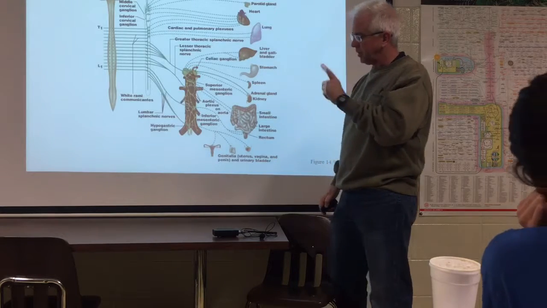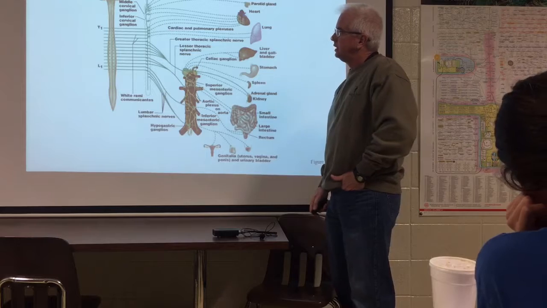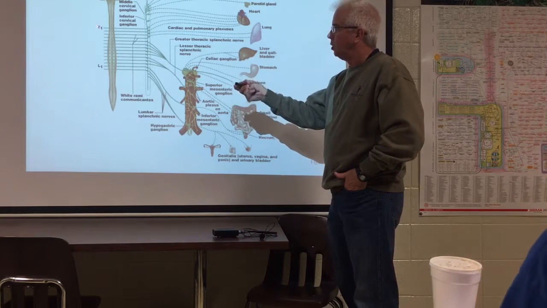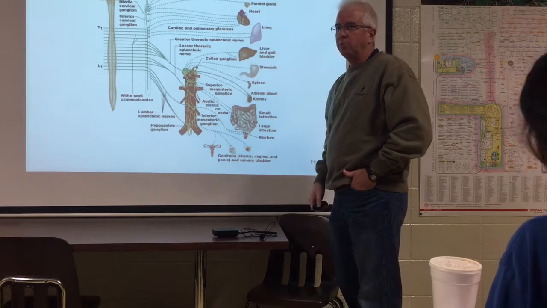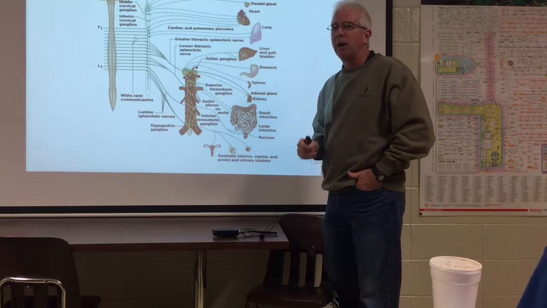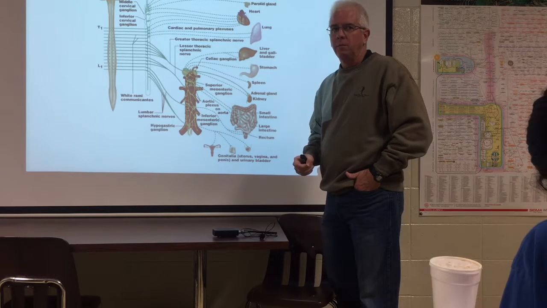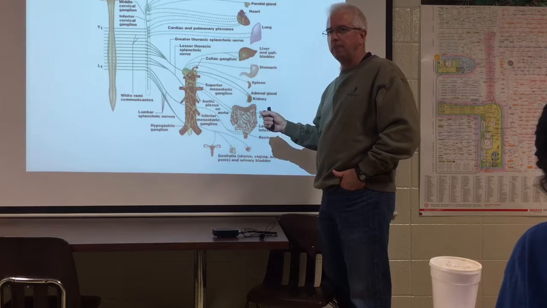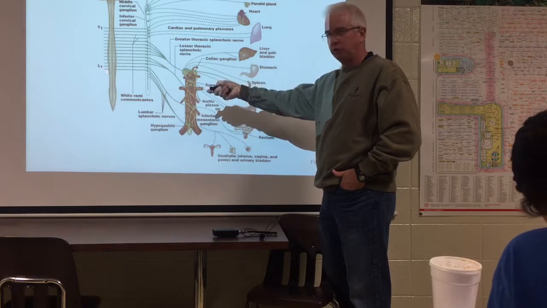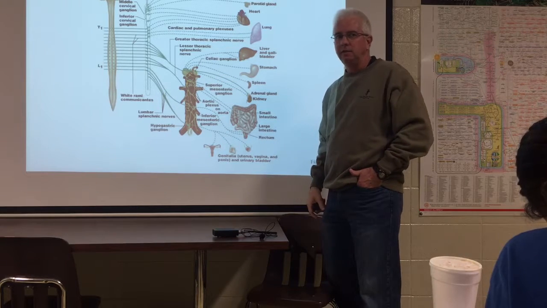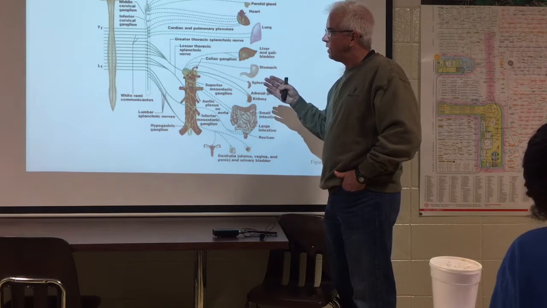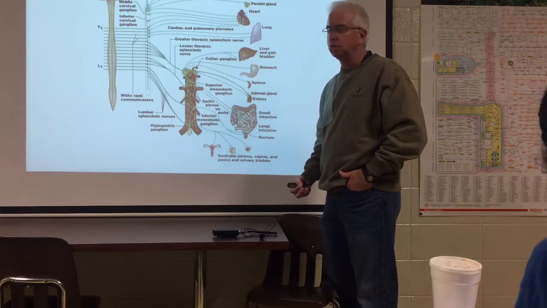Second one, sympathetic. The sympathetic division is oftentimes referred to anatomically as the thoracolumbar division. The preganglionic cell bodies of the sympathetic nervous system arise in the spinal cord between T1 and L2. Cell bodies of the sympathetic motor output arise in the thoracolumbar divisions of the spinal cord.